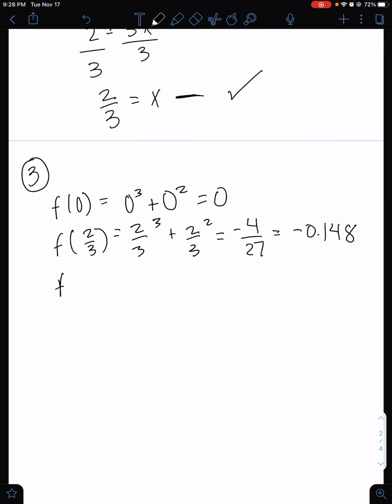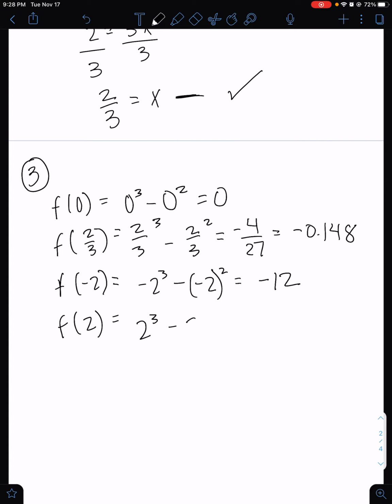Then we have our endpoints, f(-2). That is -2 cubed, this is actually supposed to be minus, minus -2 squared. That comes out to -12. And then we have f(2), which equals 2 cubed minus 2 squared. That equals 4.